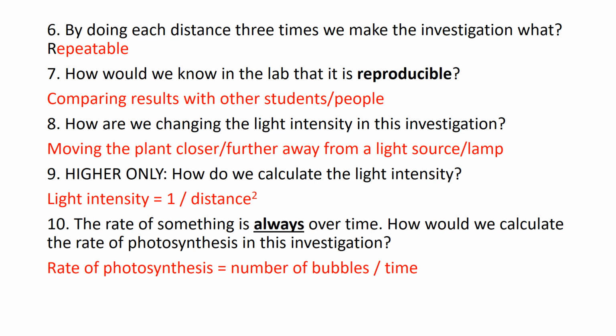Question 10. The rate of something is always over time. Rates come up a lot in chemistry and in biology, and it's always how quickly something is happening. So it's always over time. How would we calculate the rate of photosynthesis? In this investigation, where we're counting the number of bubbles, the rate of photosynthesis would be the number of bubbles divided by time, or over time. So very well done if you got those answers. They are the slightly trickier questions, so these would be mostly 5 to 6s.